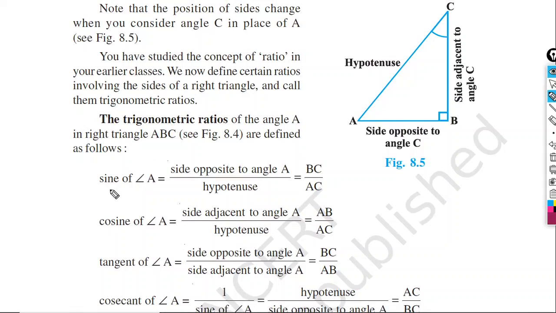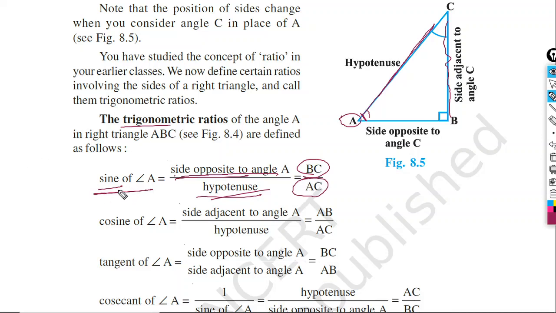First we will consider sine of angle A. What is sine? Sine is a trigonometric term. So sine of angle A will be the side opposite of angle A. Now look at the figure. Angle A you can see. The side opposite of angle A is in this case BC. So we'll write BC, then divided by hypotenuse. Now look at the figure. Who is the hypotenuse? In this case the hypotenuse is AC. So BC by AC.